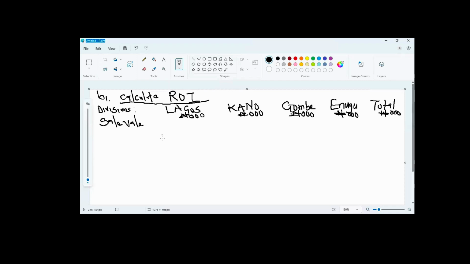All right, let's go to the business. What is the sales value for Lagos? 53,000. Kano? 23,000. Gombe? 24,600. Enugu? 29,400. Please, let's obtain the total sales for the company.